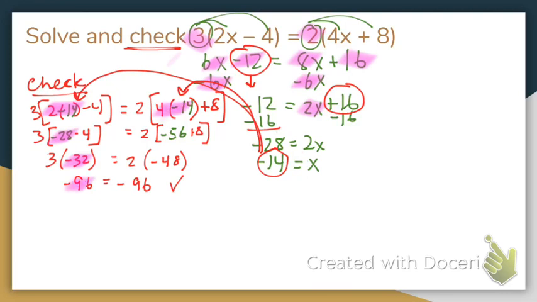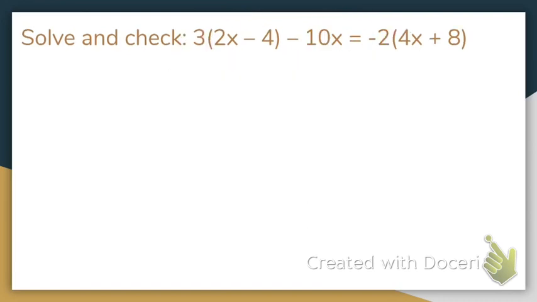Move to the right side, I have 4 times the negative 14 is a negative 56. Negative 56 plus 8 is a negative 48. Times 2 is negative 96. So you see negative 96 equals negative 96, and that's how you know you did it correctly. Alright. So this is, again, just another variation of the same type of problem.